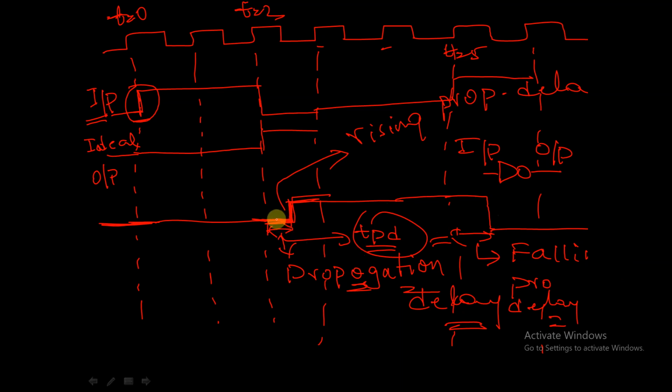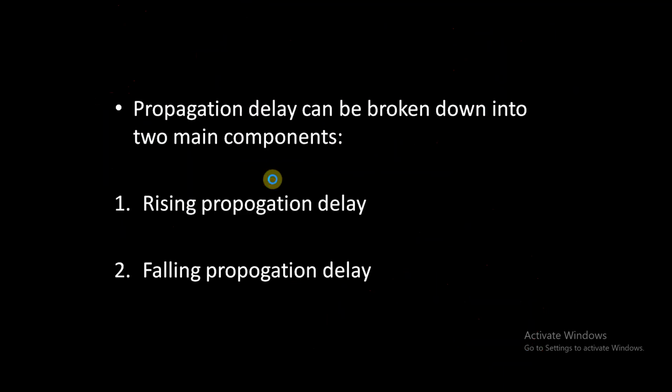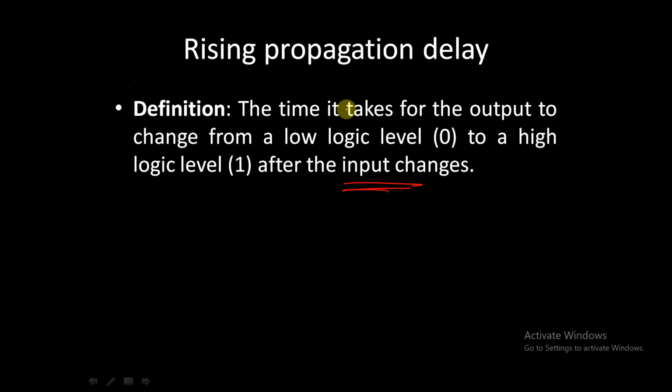Rising means simply the output is changing from 0 to 1. Falling means the output is changing from 1 to 0. The delay which is taking is called propagation delay. So the time it takes for the output to change from a low logic level to a high logic level after the input changes is called rising propagation delay.